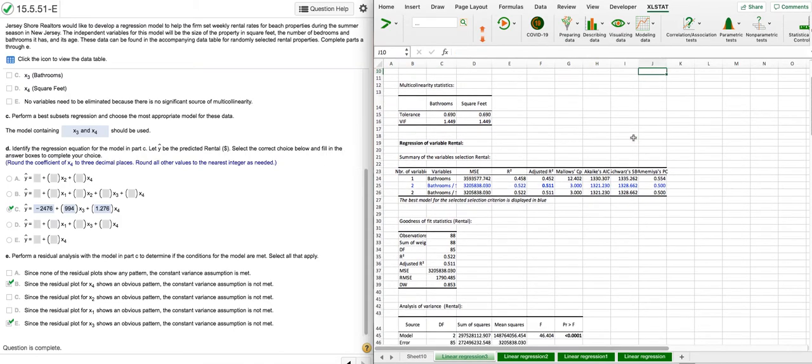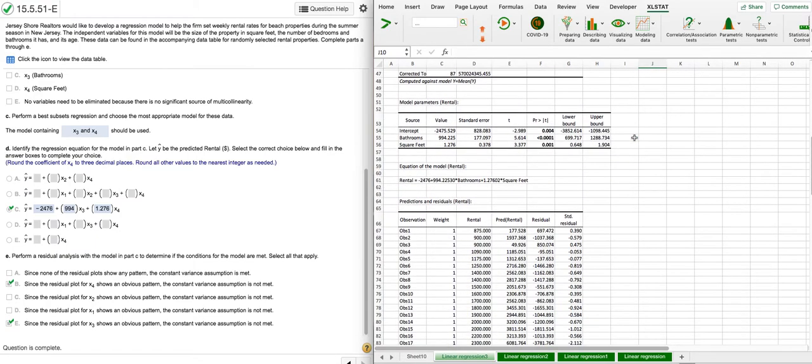And I ran this as a best subsets as opposed to just a regular regression. It really didn't need to be a best subsets regression. I didn't change the type of regression I ran. I could just run a basic regression, but I still get the same coefficients either way.